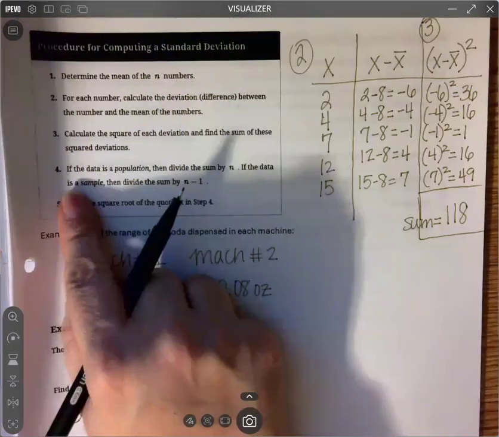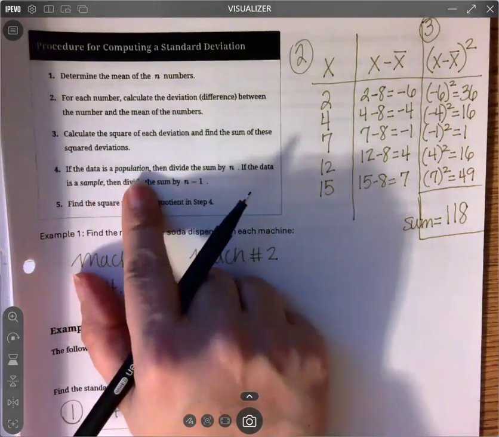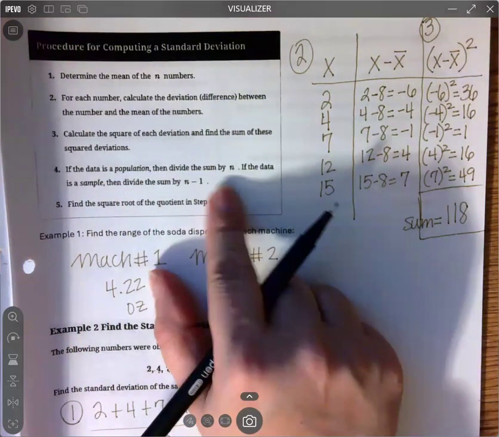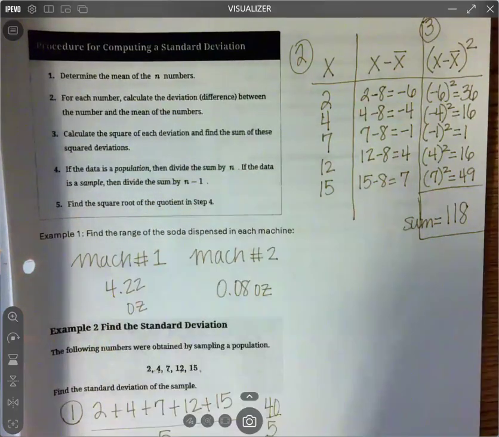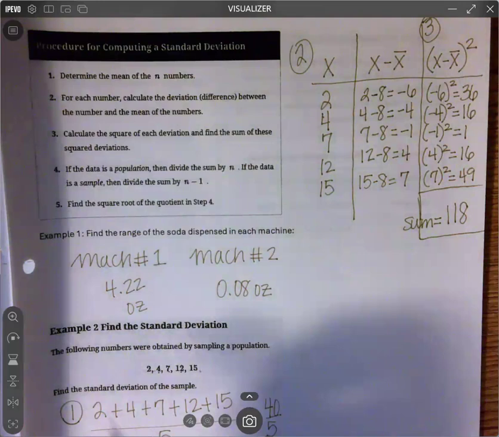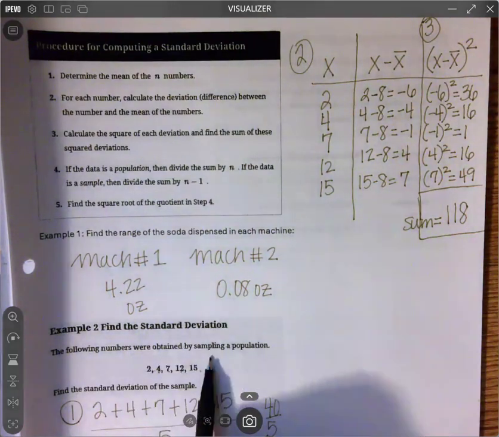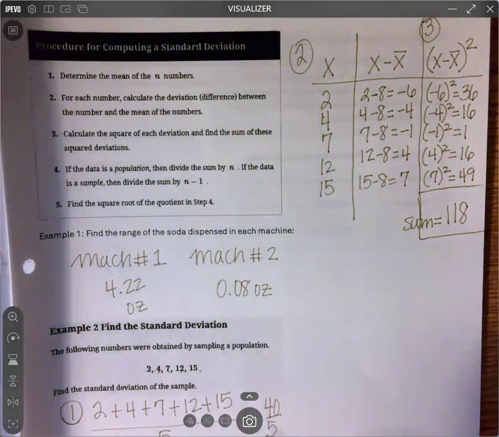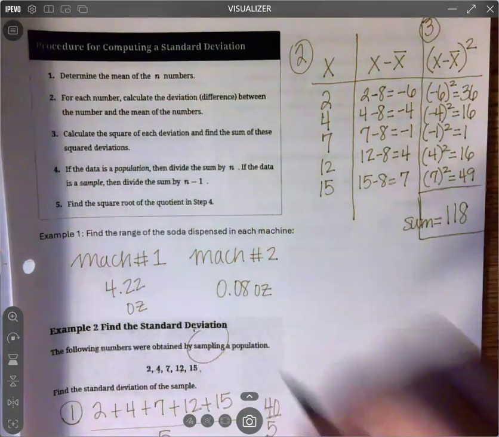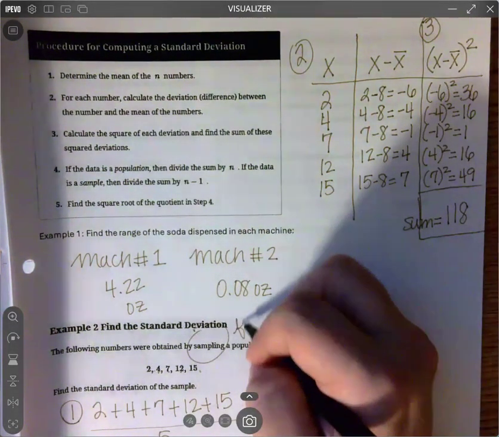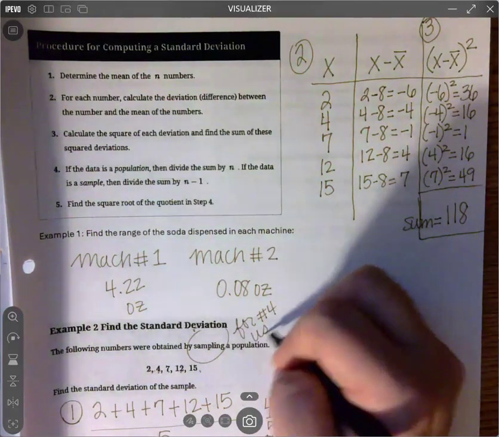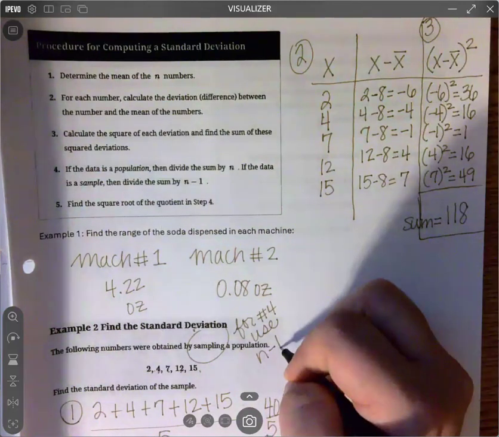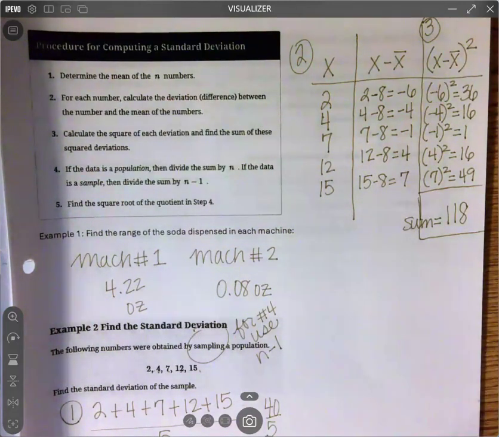Step number 4. If the data is from a population, divide the sum by n. If it's from a sample, divide by n minus 1. Well, it says the following numbers were obtained by sampling a population. So circle sample and put 4, use n minus 1, because we have a sample here.